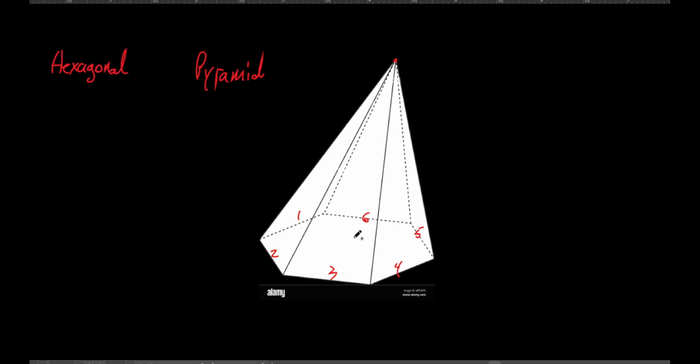Now, is it right? Does it go straight up at a right angle? No, it's slant. So it's a what? Oblique. So you could say hexagonal oblique pyramid. You could say oblique hexagonal pyramid. It doesn't really matter what order you put it in, but make sure you have those words. Everybody got it? All right, so that's the kind of stuff that you're going to have on there.